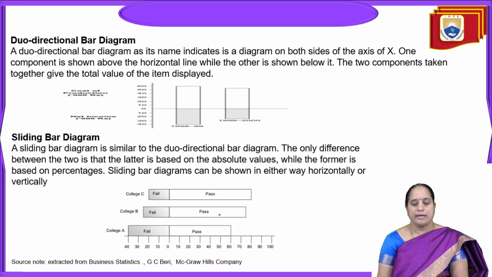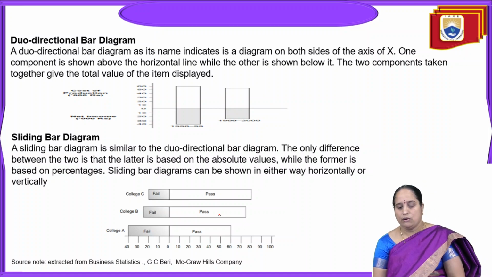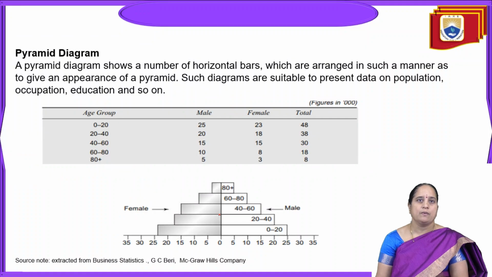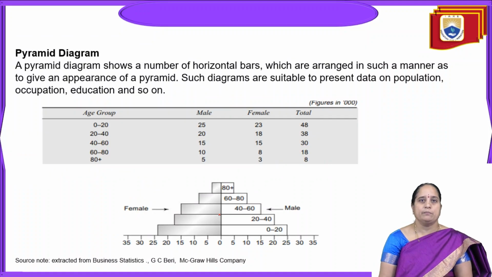So sliding bar diagrams can be shown either way, horizontally or vertically. It depends on the researcher how he wants to project his data, vertically or horizontally, using sliding bar diagrams. The next type is pyramid diagram.